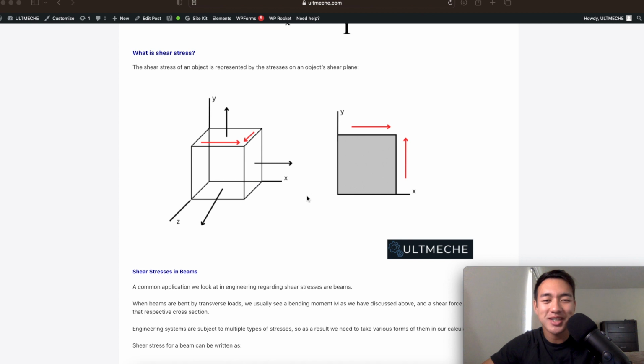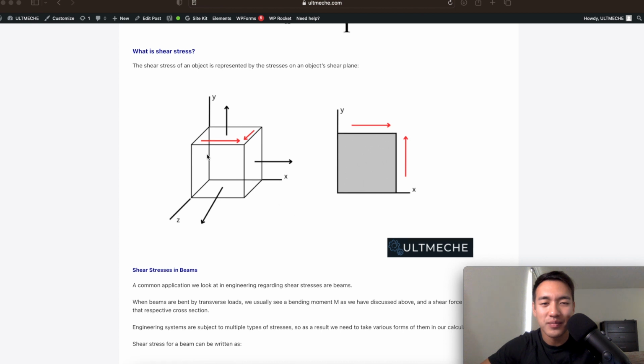And then shear stress is just the stresses represented on an object's shear plane. Let's take this cube and cut it up, and if we have it as shown, the shear stress represents basically these stresses right here in the red arrow.